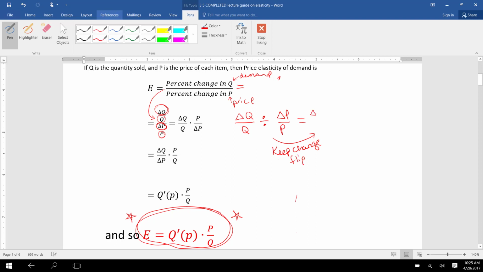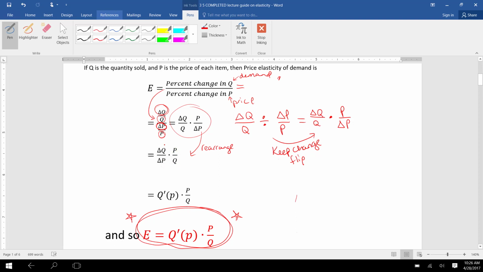So this can be written as change in Q over Q times the reciprocal, P over change in P. Just doing a little rearranging in the next step. We put the change in Q and the change in P on the left side and the P over Q on the right side.